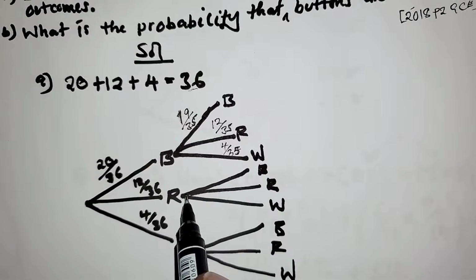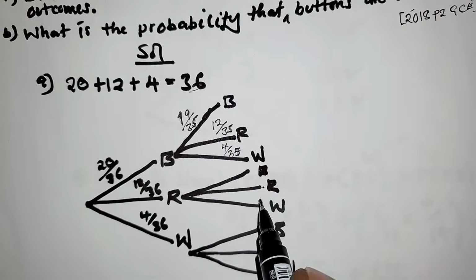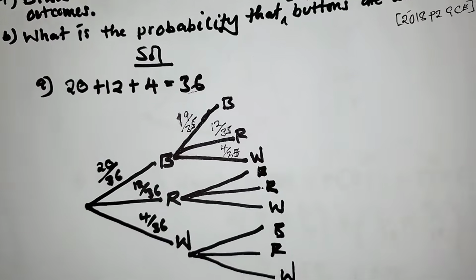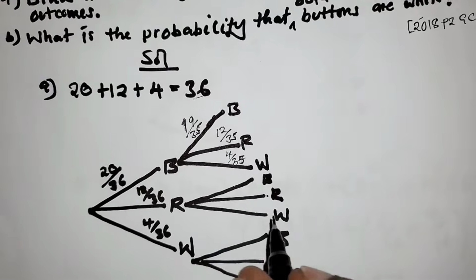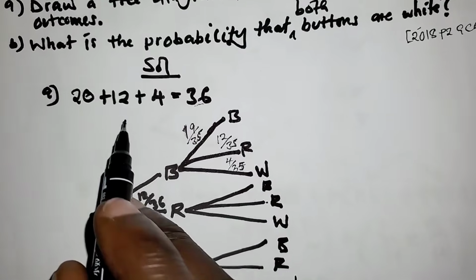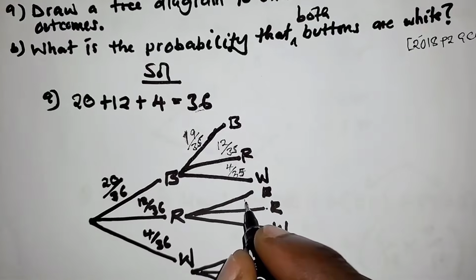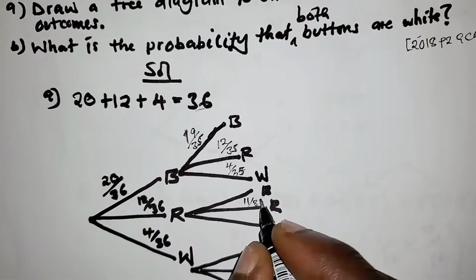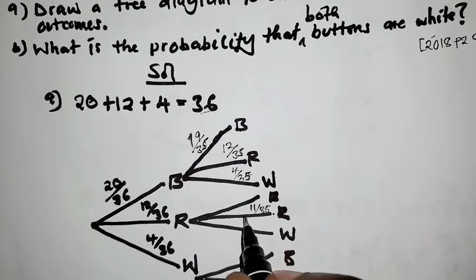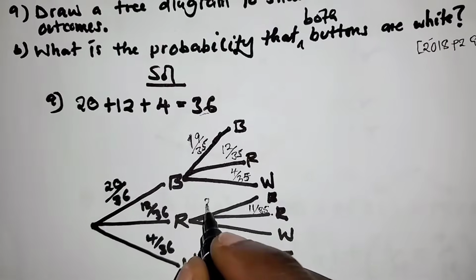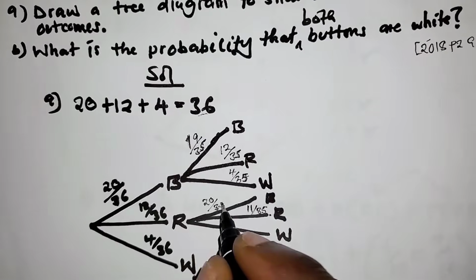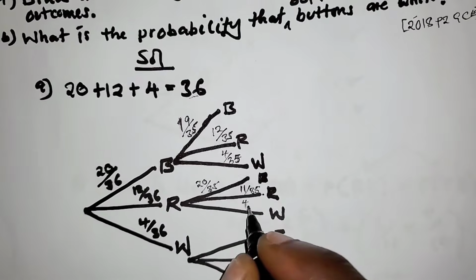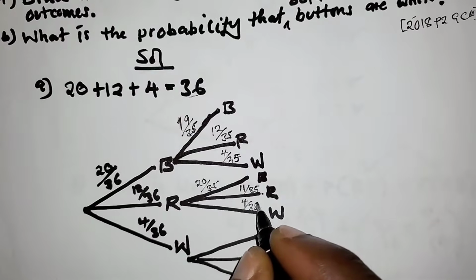Now we come to the second branch. Here we consider red. We ask ourselves, if the button that wasn't replaced was red, how many red buttons do we remain with? We have 12, so we remain with 11. So it's going to be 11 over 35. For black, it will still be 20, so we maintain 20 over 35. Then white will also maintain 4 over 35.